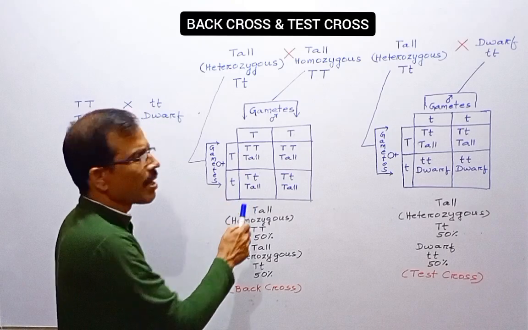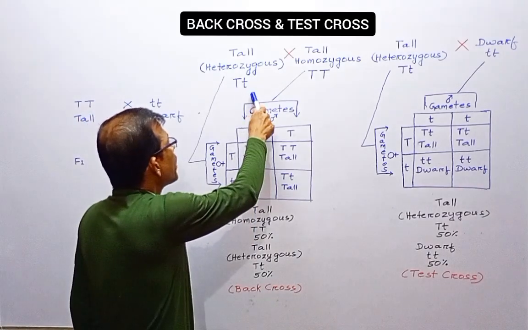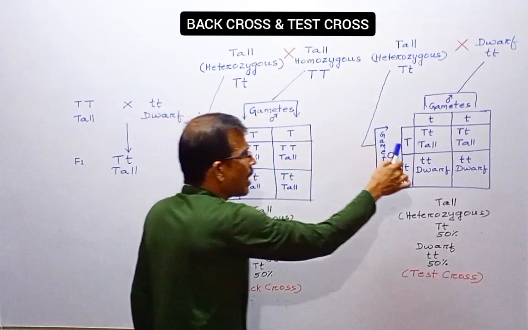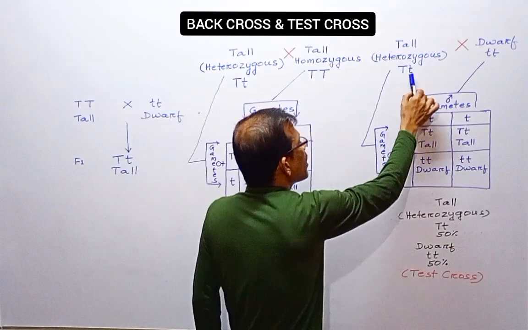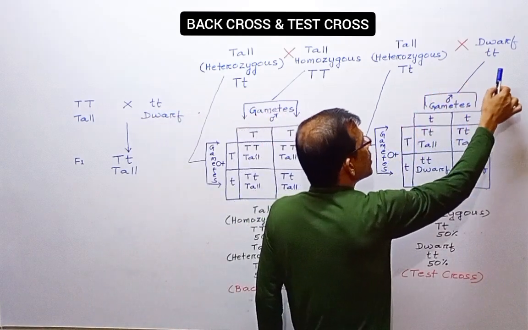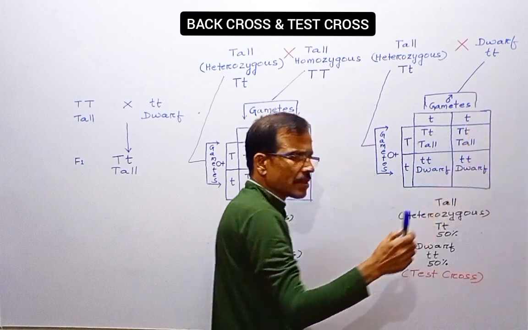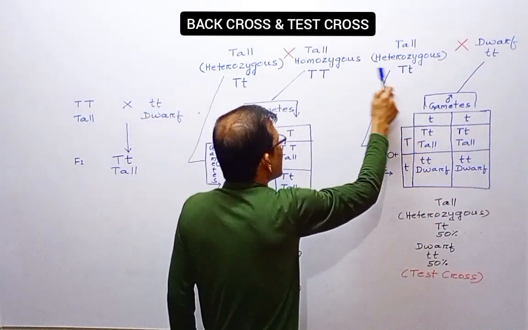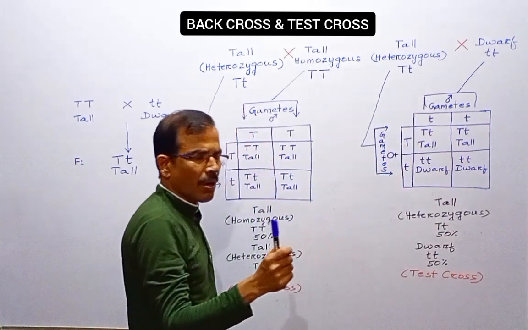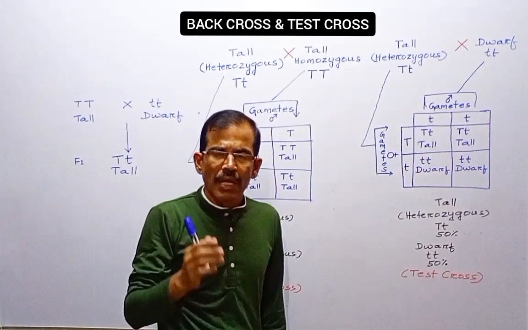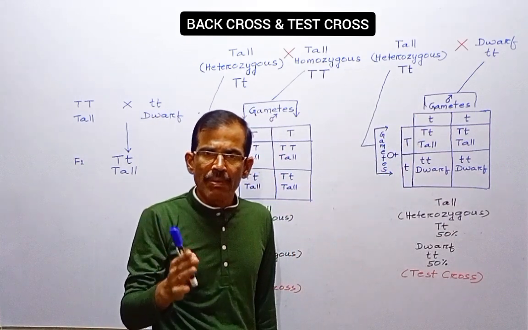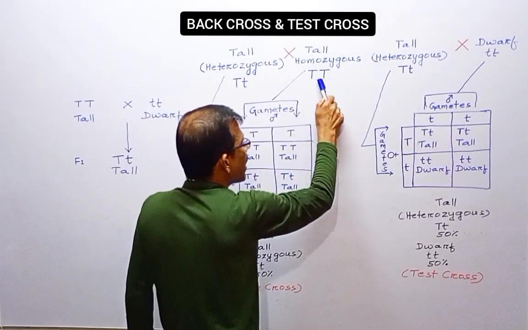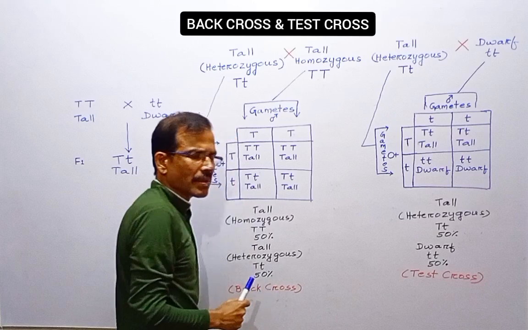In the first example, the F1 offspring has been crossed with the dominant parent, and in the second, the F1 hybrid has been crossed with the recessive parent. Such a cross between F1 offspring and either of the parents is called back cross. The name back cross has been given because the F1 offspring is crossed back to either of the parents.